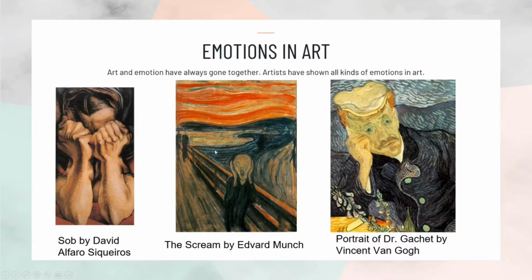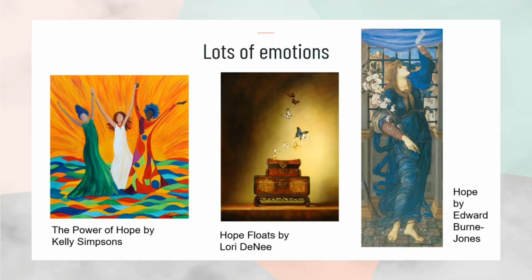In the middle, you have one that's probably pretty familiar, you may have seen before, called The Scream by Edward Munch. And this one at the end is the Portrait of Dr. Gaucher by Vincent van Gogh. Again, not exactly the most cheerful one. Does he look like he's happy? Does he look like he's excited? Not particularly. These are some of the emotions that are sad or fearful or depressed. They can almost be easier to show in art than some of the happier ones. But we've got plenty of good examples of happy emotions too.